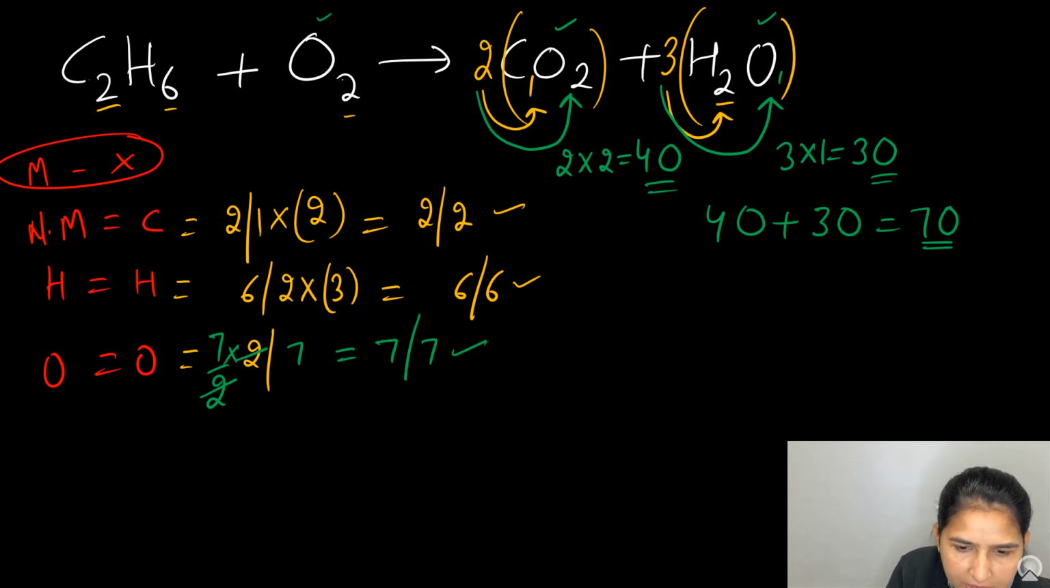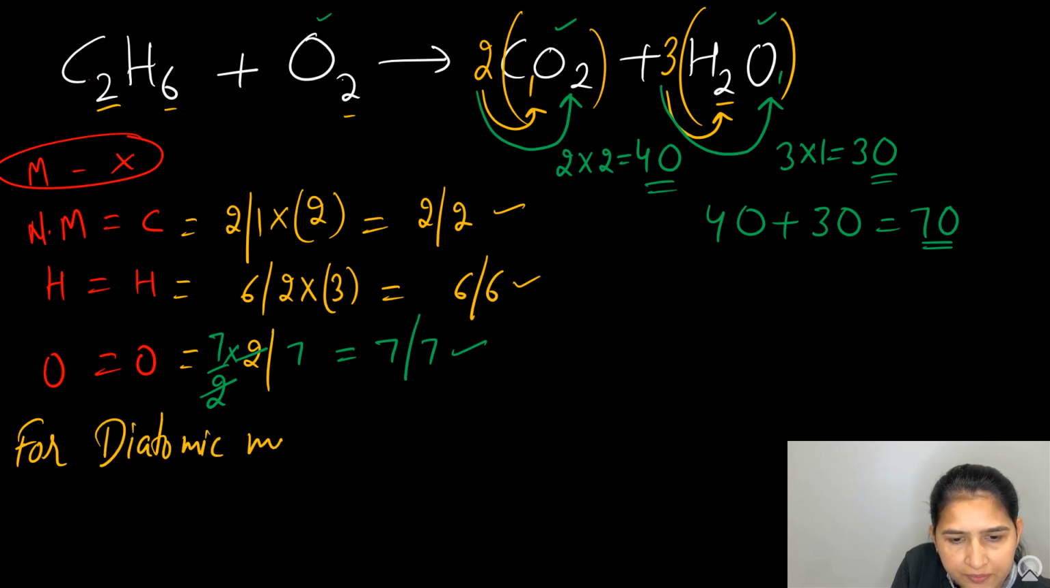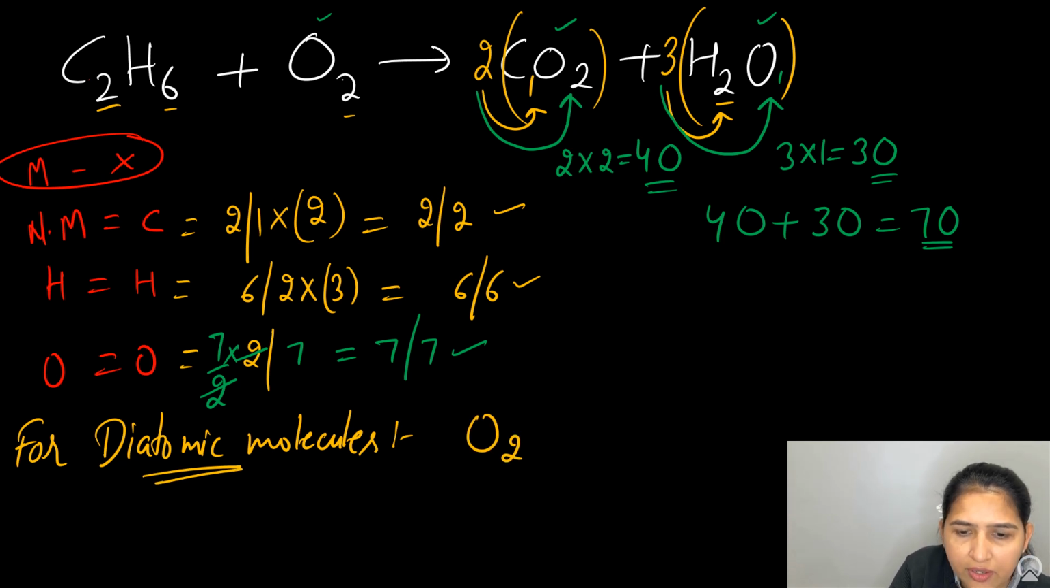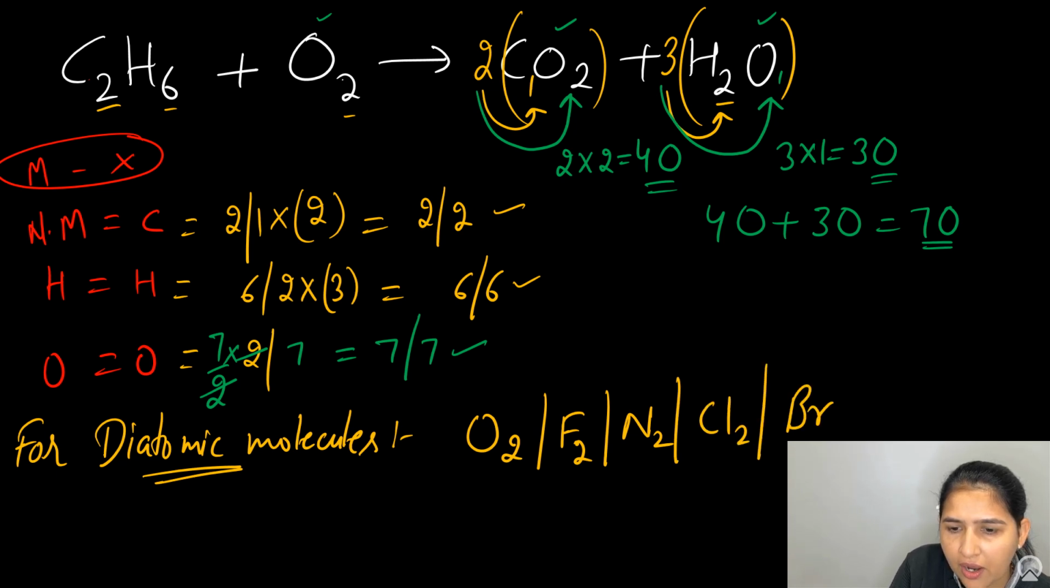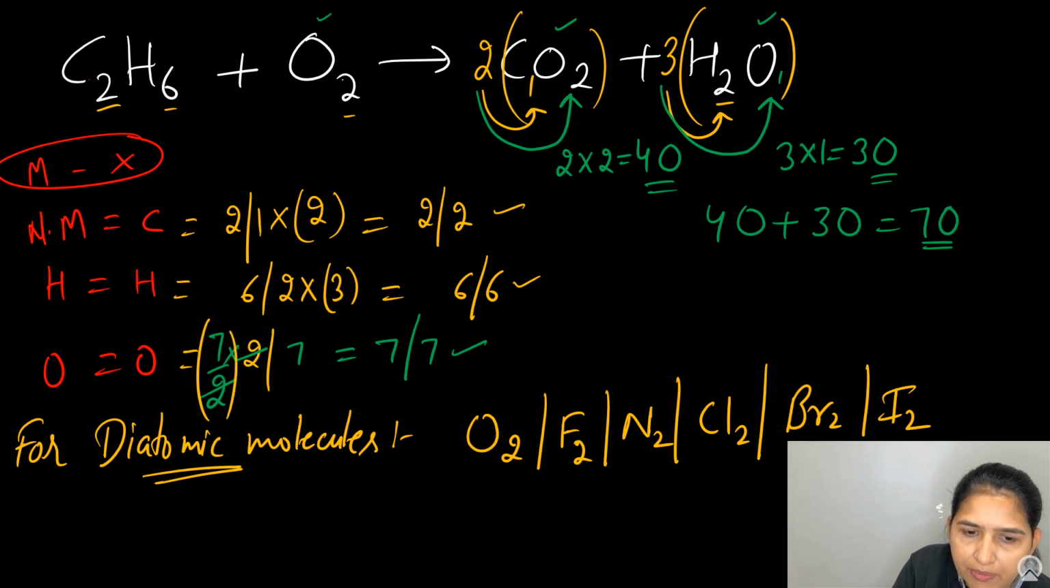Now, what is this? Let's check it out. For diatomic molecules, we can do this type of multiplication. Diatomic molecules mean oxygen, fluorine, nitrogen, chlorine, bromine, iodine, etc. Any element that comes in molecular form. Only in that case can we do this type of multiplication.